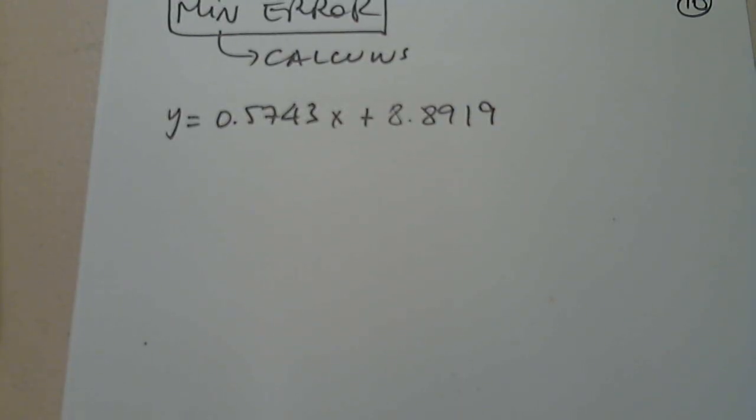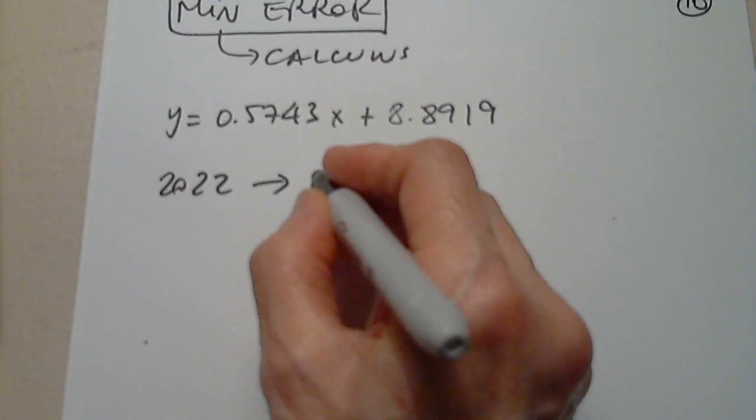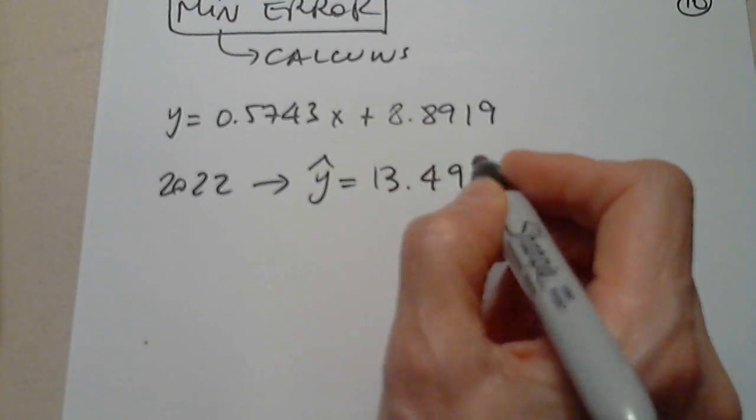Now, the next question here was, use the regression line to predict the minimum hourly wage in 2022. But 2022 is 8 years since 2014. So all I need to do is go back to the second table and put in 8. So it appears that if the trend continues, the minimum hourly wage in 2022 appears to be y equals the predicted, it's called y hat, 13.49.